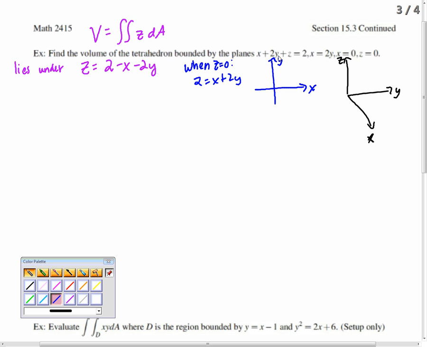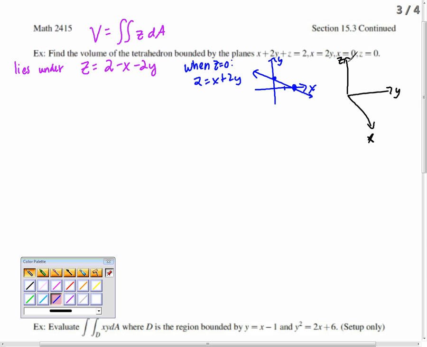X and y, I can do my intercepts. When x is 0, y is 1. And I probably should do this bigger. And when y is 0, x is 2. So I have this line in 2D. In 3D, it's a plane standing up.